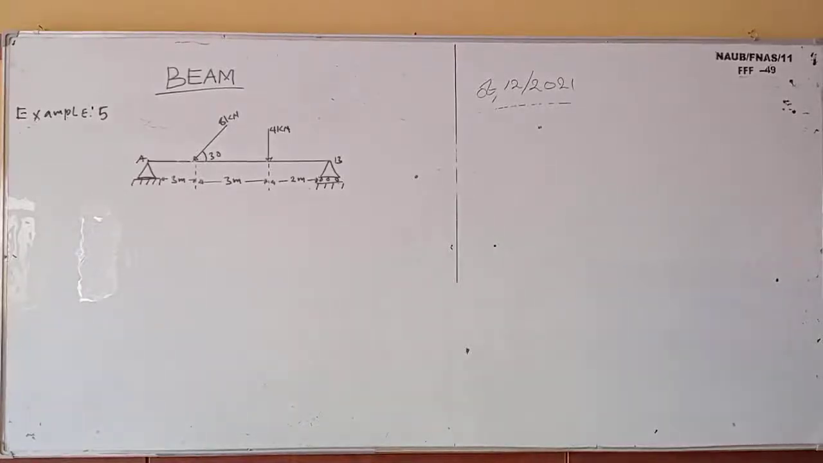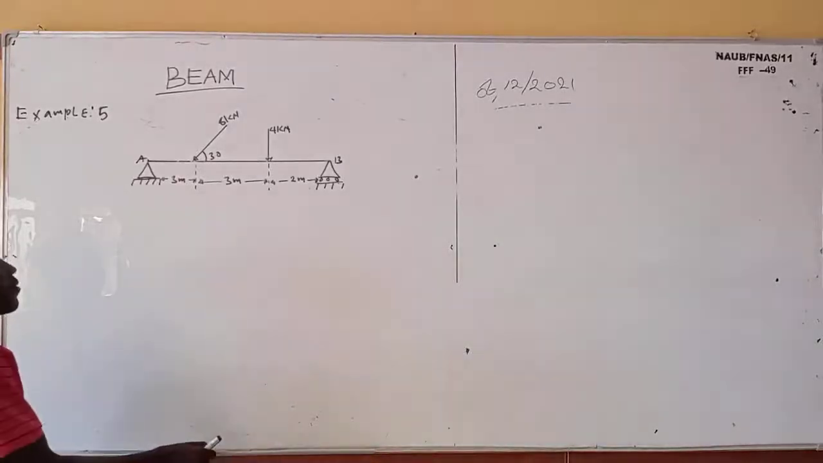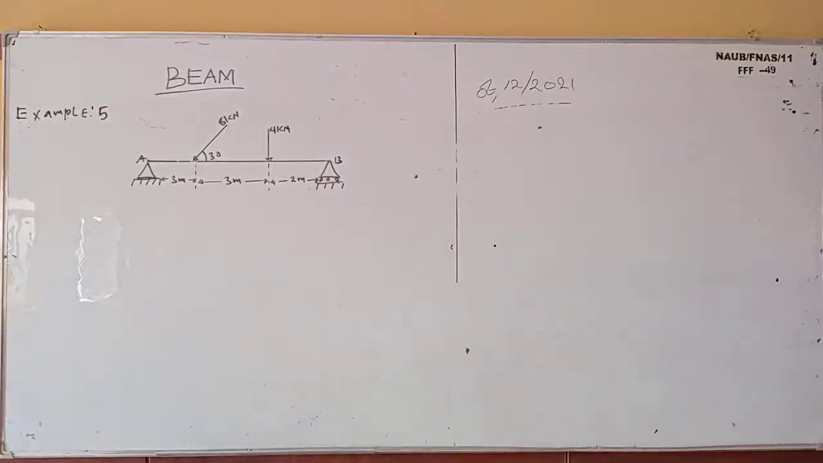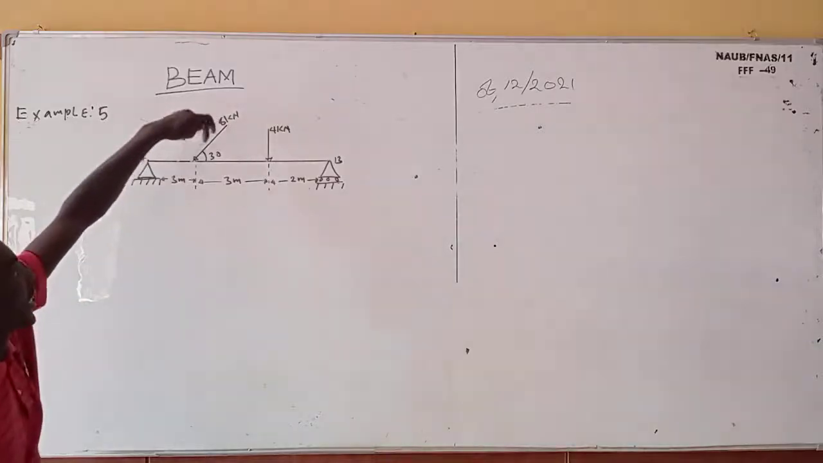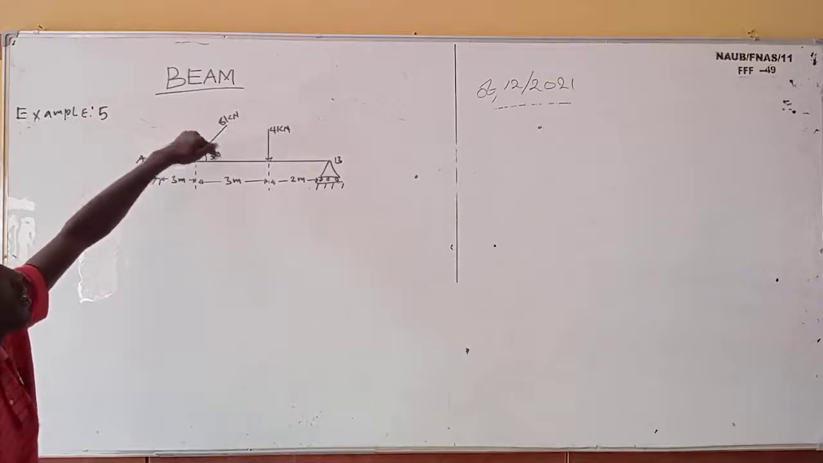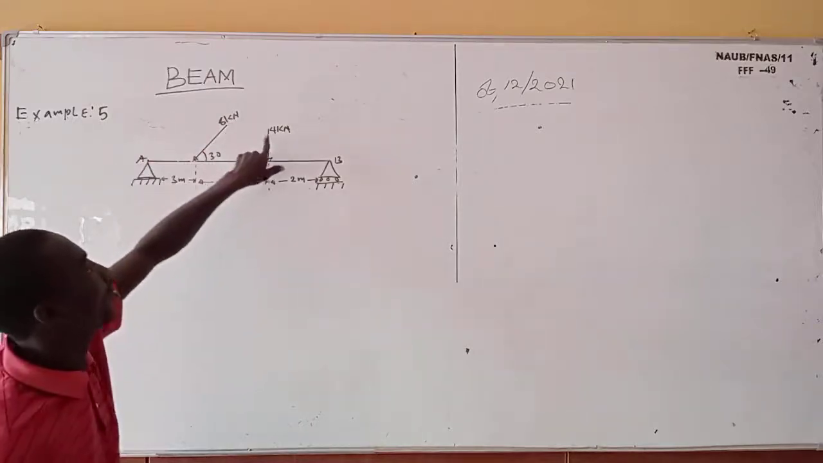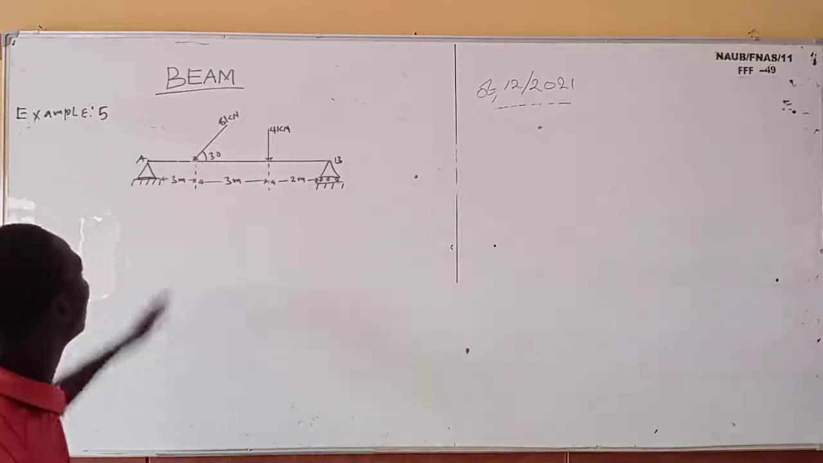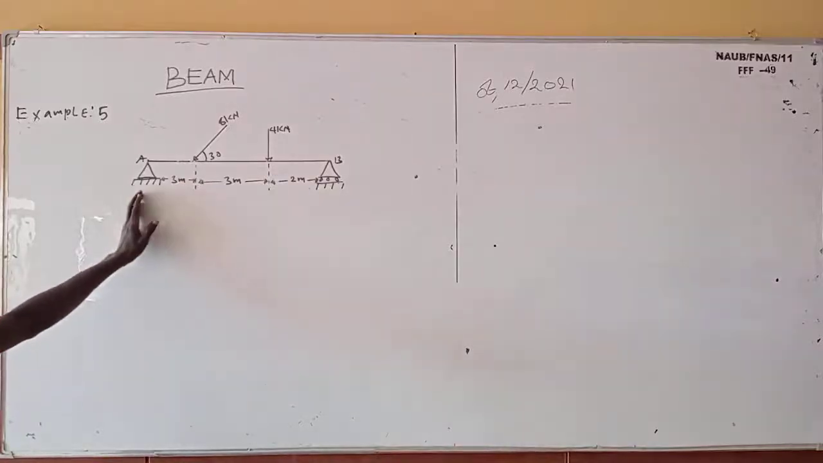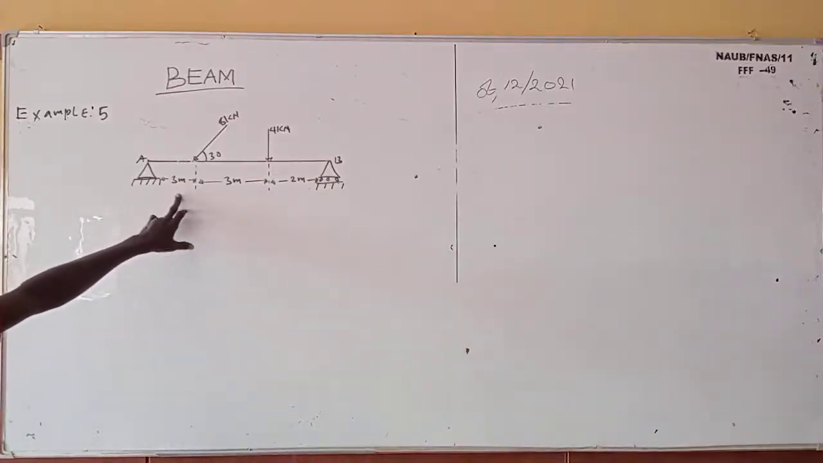Yeah, we are now on example number 5. Here is example number 5. Now you can see this is a simply supported beam. We have an inclined point load here, inclined at what? Angle 30, and we have a point load of what? 4 kilonewton. From the incline to this pin support is 3 meter.